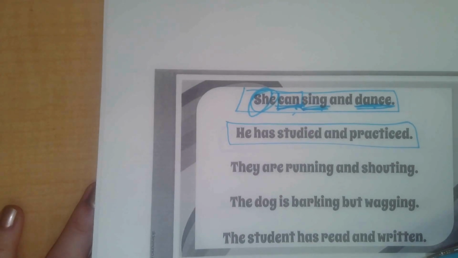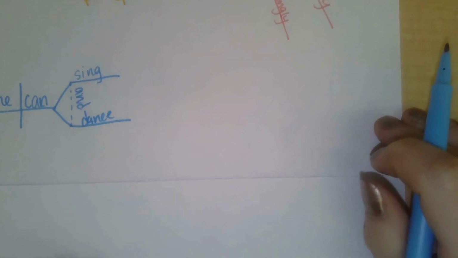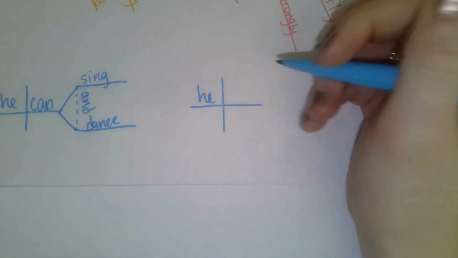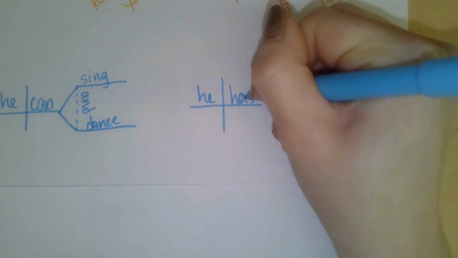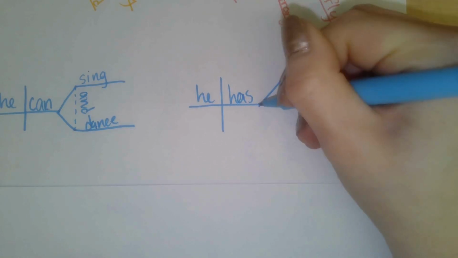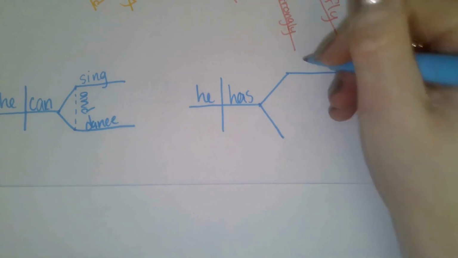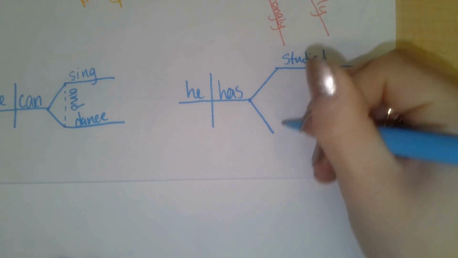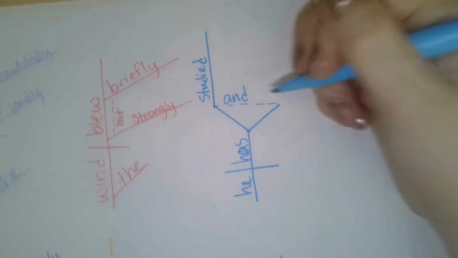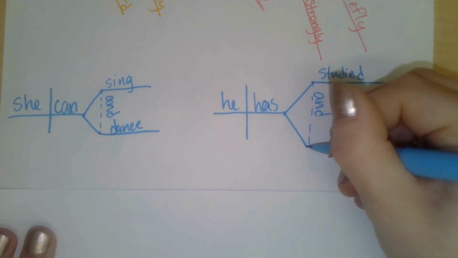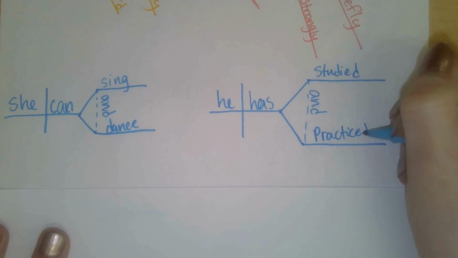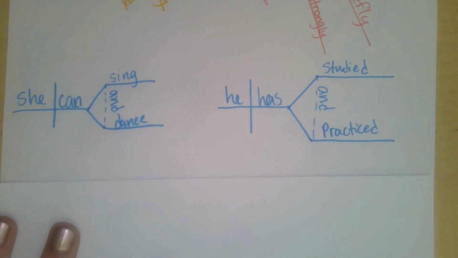Next one, he has studied and practiced. Our subject is he. Vertical line. What has he done? He has, our helping verb. Split it into two lines. He has studied, our first main verb. Conjunction, and what he has practiced. That's our second main verb.